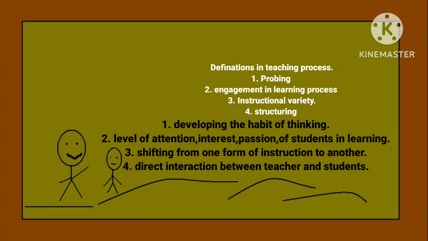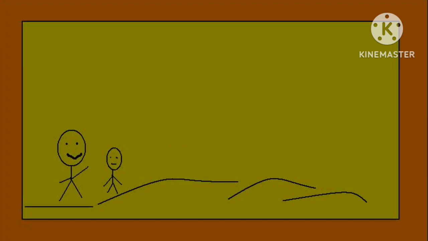But the difficult definitions are like instructional variety, that is one of the difficult definitions, and probing. These are new words, but basically we know what the process is, but the words are new if you are a beginner. So that's why try to repeat the practice.